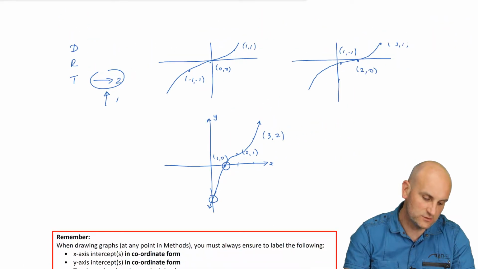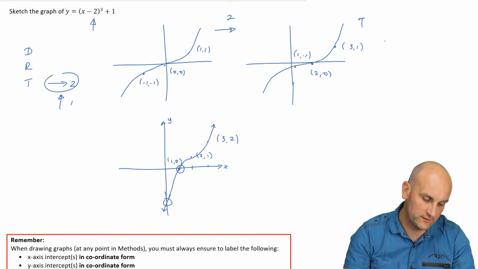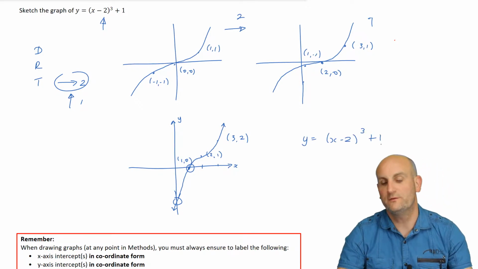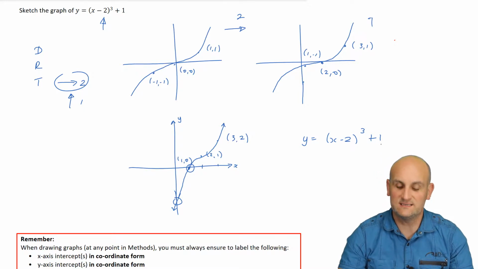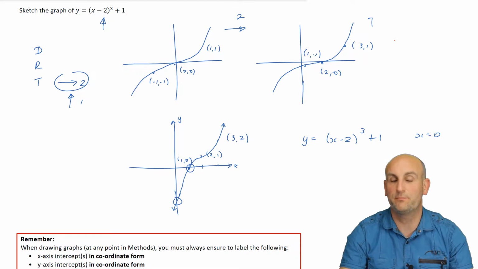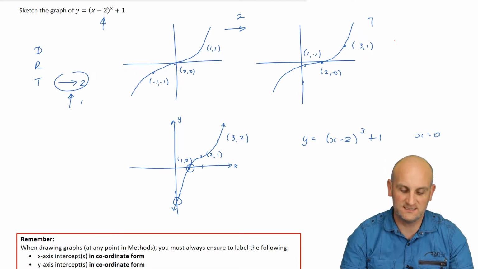So scrolling back in and going back to my original function, we had y equal to (x minus 2) all cubed plus 1. So I suppose the first thing we're going to do is find the y-axis intercept. How do we do that? Well, we let x equal 0. And it's literally that easy. The easiest one in the world is to find the y-axis intercept.